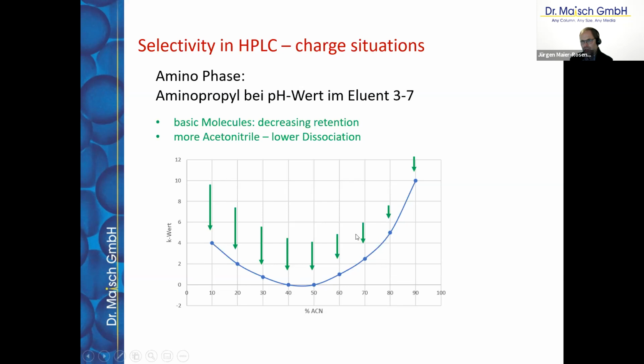That's pretty important to know, because if you know the charge situation of your stationary phase and of your compounds, you can clearly predict how your compound will behave. And that is pretty helpful for method development.